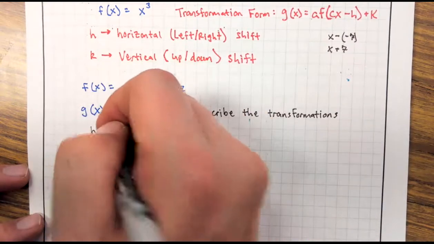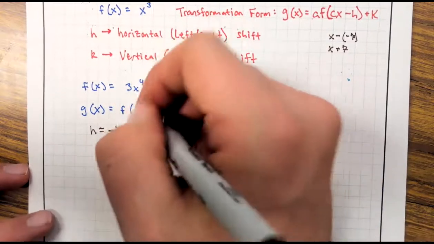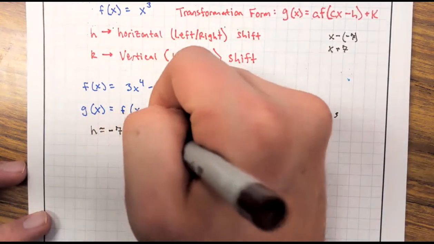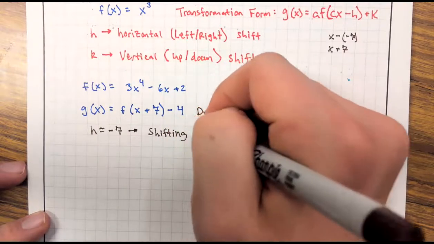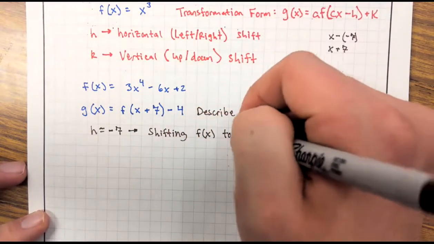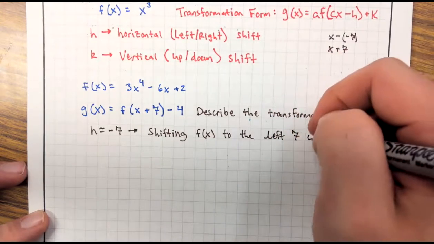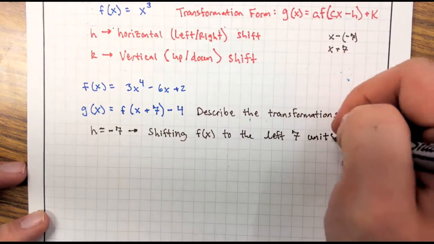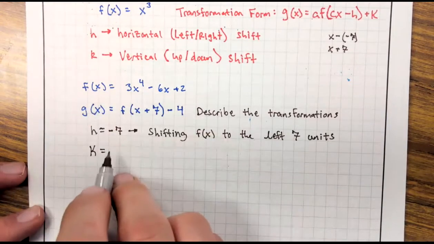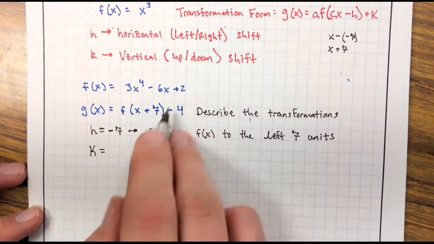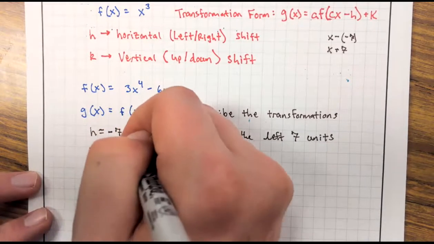So since the h value is negative 7, what does that mean? What are we doing in our transformations? We are shifting f of x to the left 7 units. We're moving everything in f of x 7 units to the left. Now let's talk about k. So the k value is pretty easy. It's just going to be this constant value on the end. That's just negative 4. So what does that mean for our function?